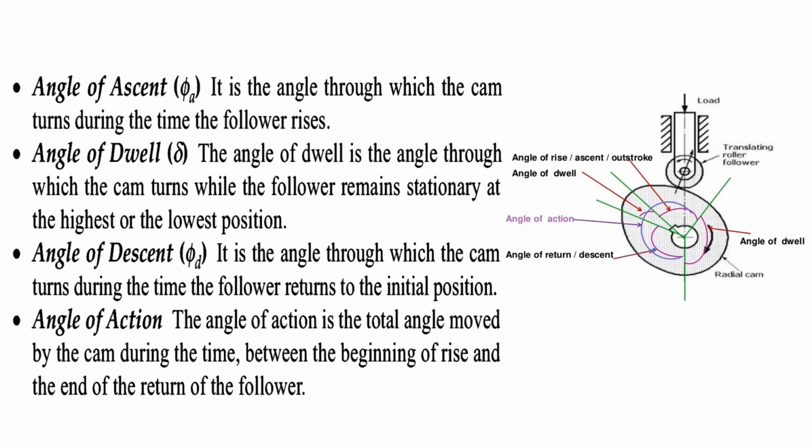Angle of ascent is the angle through which the cam turns during the time the follower rises, whereas the angle of dwell is the angle through which the cam turns while the follower remains stationary at the highest or the lowest position. Angle of descent is the angle through which the cam turns during the time the follower returns to its initial position. The angle of action is the total angle moved by the cam during the time between the beginning of the rise and the end of the return of the follower.